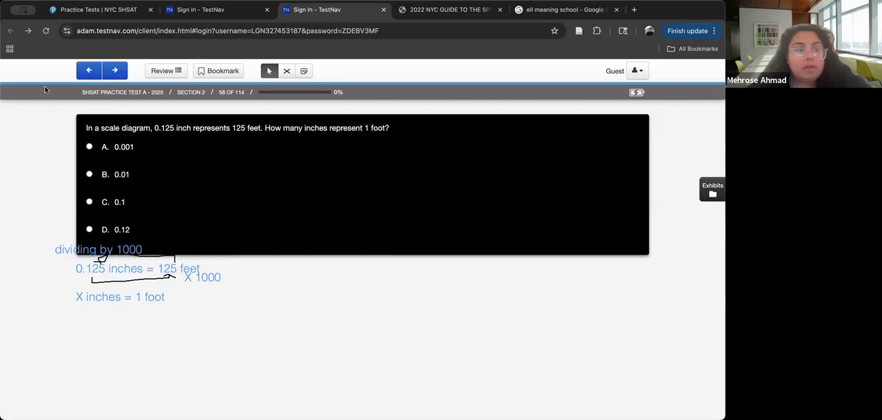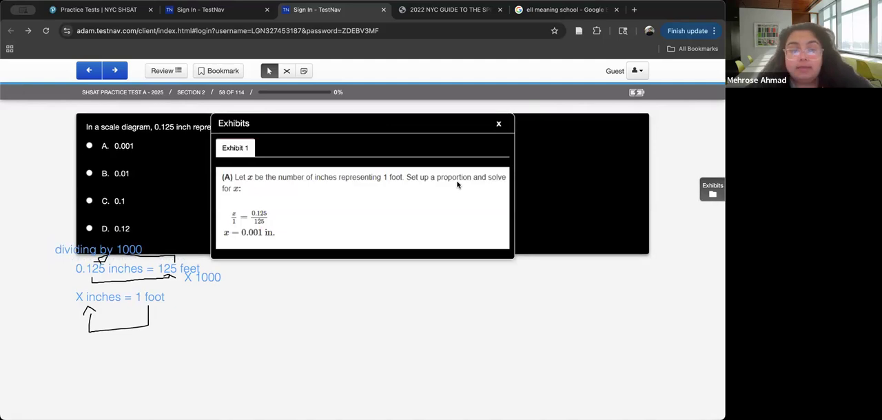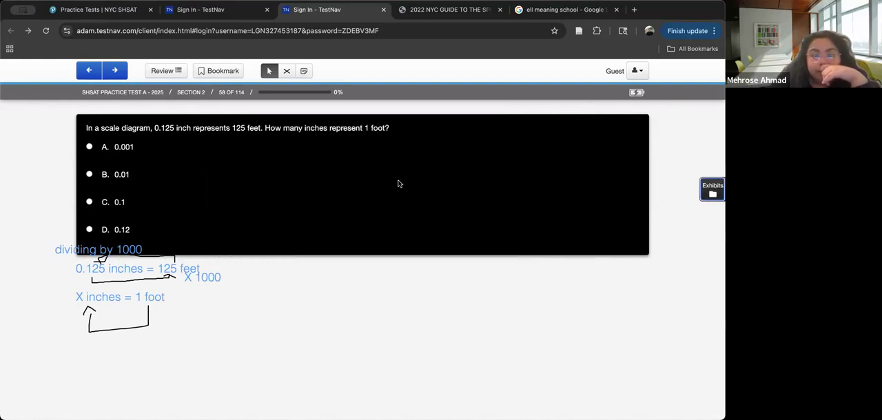So for this type of question, to go from 1 foot back to inches, what would I do? I would divide by 1,000. So 1 divided by 1,000 gives me choice A. Now let's see if that is correct. Yes, A is correct. And as you can see, you can set up a proportion. So they're giving you a definition, 0.125 inches to 125 feet. And then you set the proportion inches with respect to feet, and then you cross multiply and solve. And that is what people chose in the messages they sent me, so that's great.